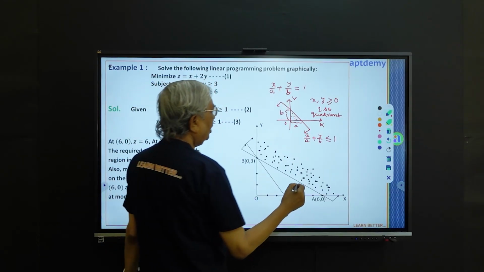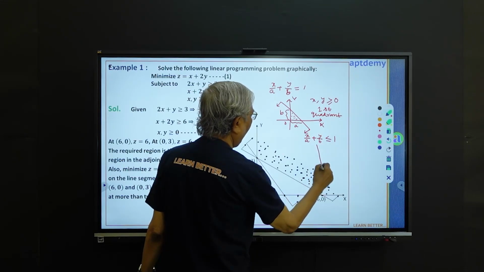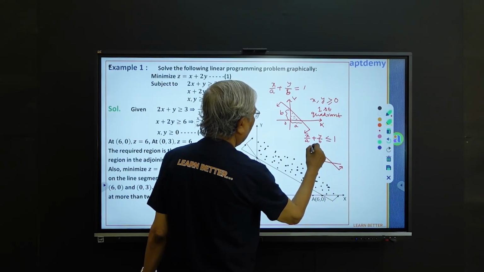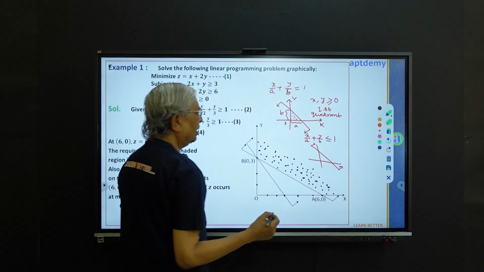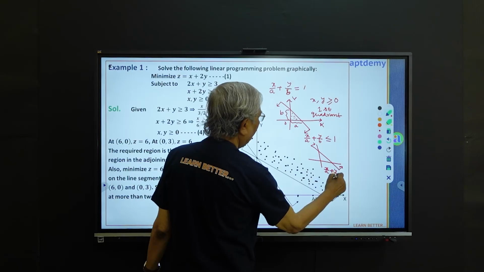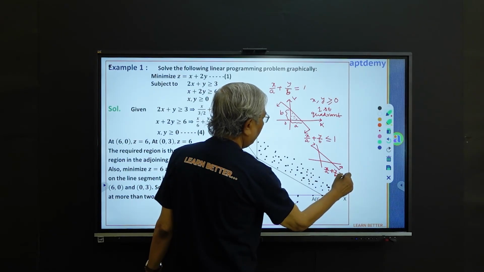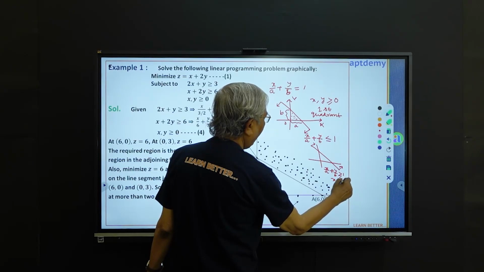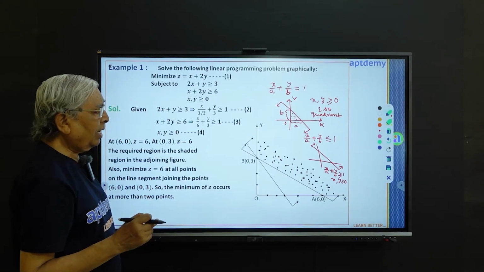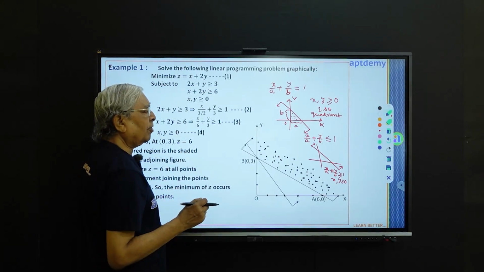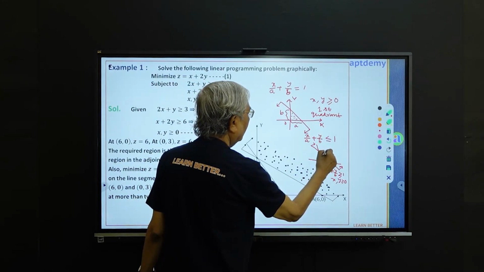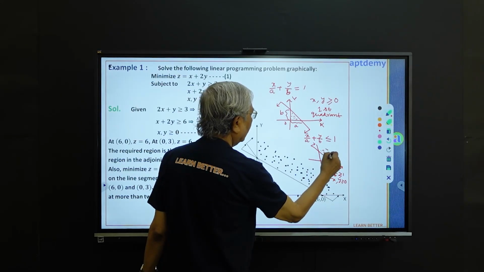If I say x by a plus y by b greater or equal to 1, what does it indicate? Away from the origin. X by a plus y by b greater or equal to 1, and also x, y greater or equal to 0. So the region will be in the first quadrant, and away from the origin. This is the region.